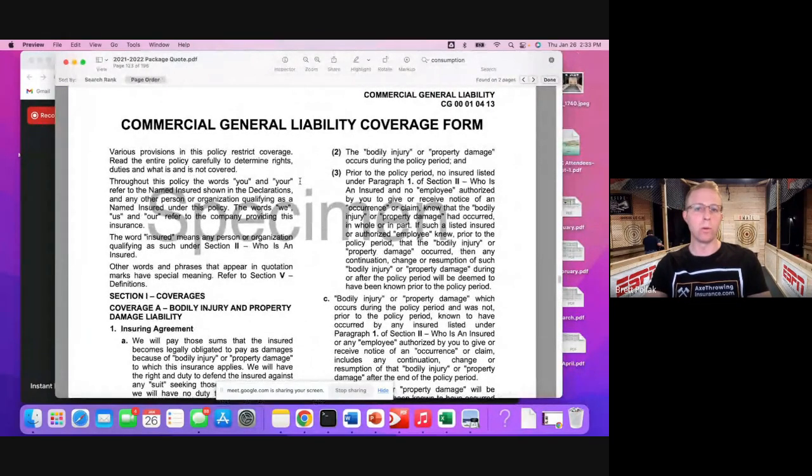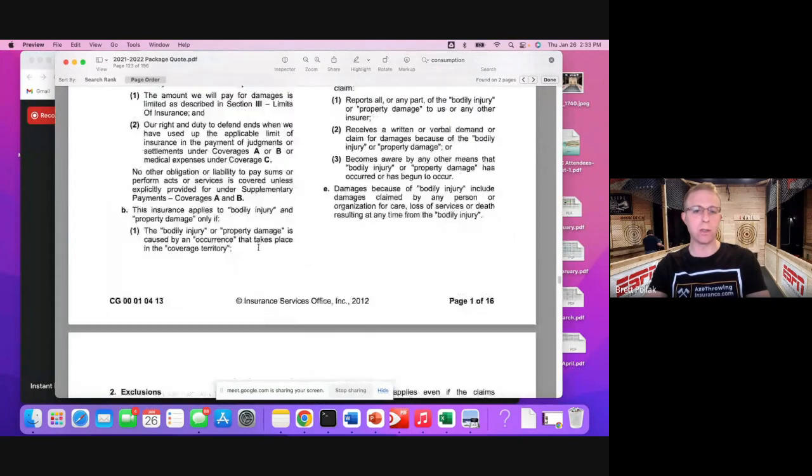When I review a general liability policy, the first thing I look for is I will actually go to the bottom. Does it say Insurance Services Office Inc. 2012? To the left, does it say CG, which is Commercial General Liability, 00010413? This is April 2013. This is the latest version of a general liability policy form in America, stamped, issued, and approved by Insurance Services Office Inc. They did not make this thing up.